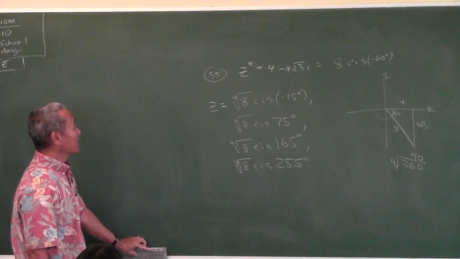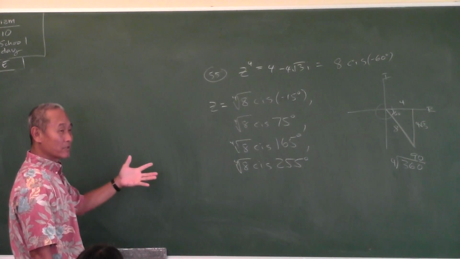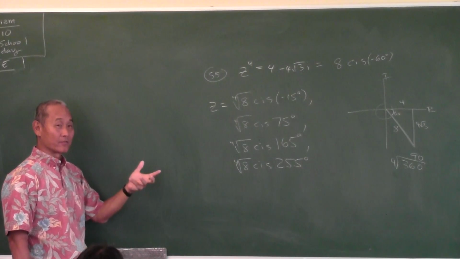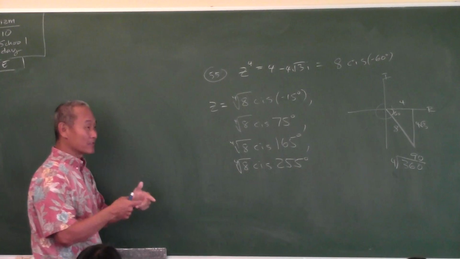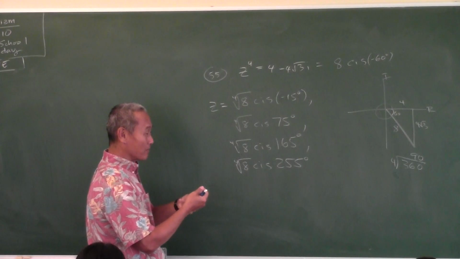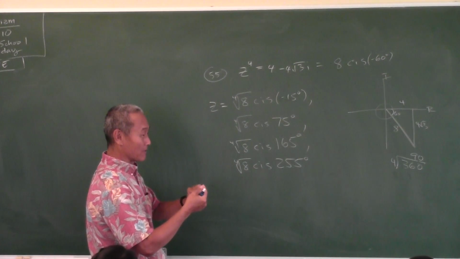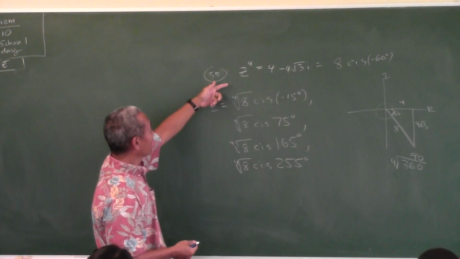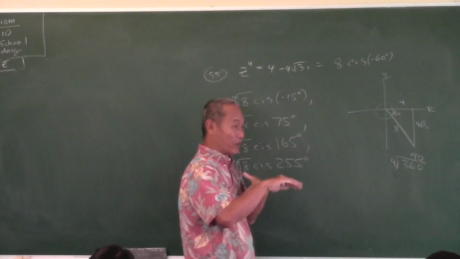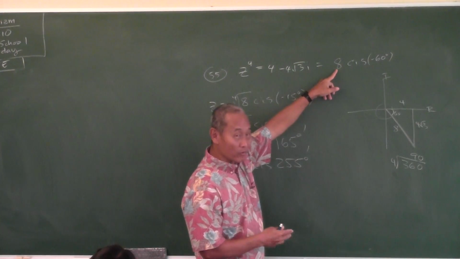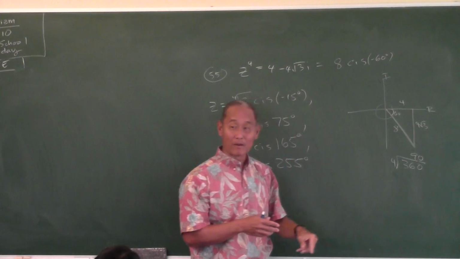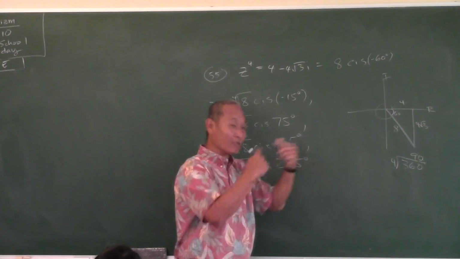Now, hey, Mr. Park, this complex roots theorem is kind of like the reverse of de Moivre's theorem, right? Because in de Moivre's theorem, you raise r to the power and you multiply the angle times the power. So in this one, since you're going backwards, you're taking the fourth root of that and you're dividing the angle by 4. So it's the reverse of de Moivre's theorem.